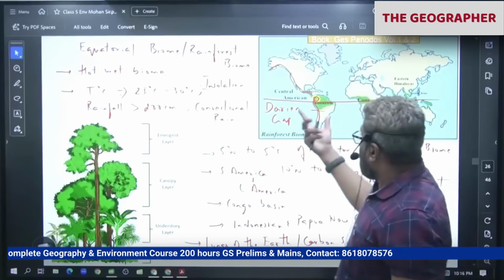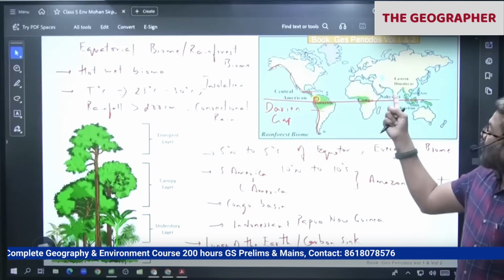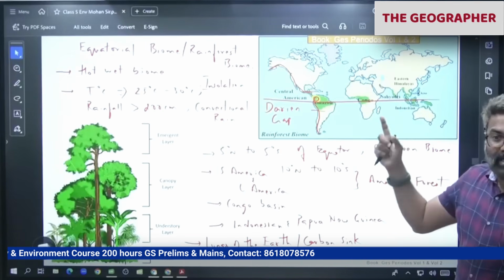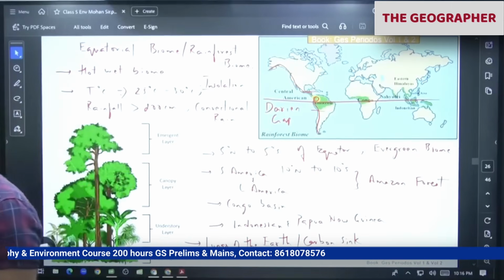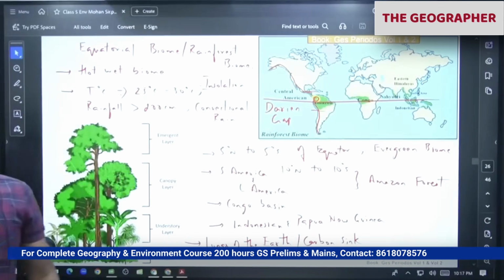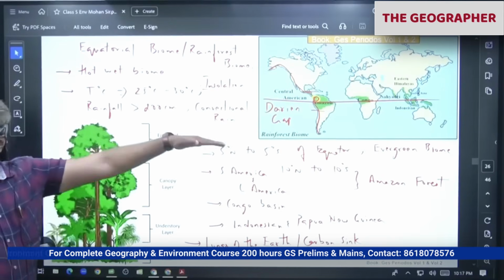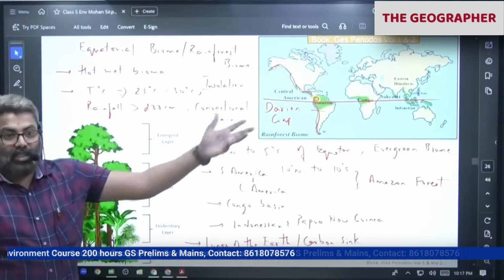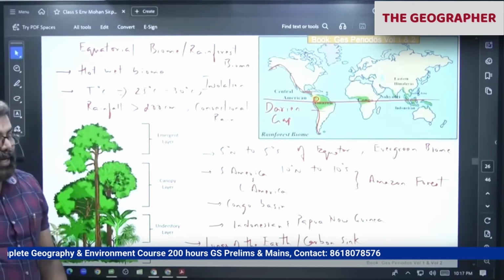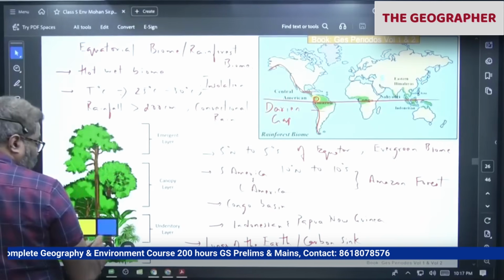In India, where do we find this? In Andaman and Nicobar and the Western Ghats. Because the Western Ghats also receive very high rainfall. Andaman also has high rainfall. Meghalaya and parts of the northeast have tropical rainforest. If it is near the equator, it is equatorial rainforest. If it is tropical, it is tropical rainforest. That's it. Okay. Tropical rainforest.